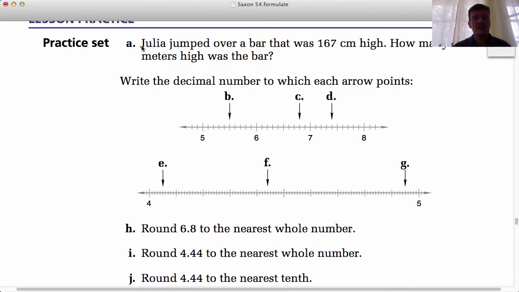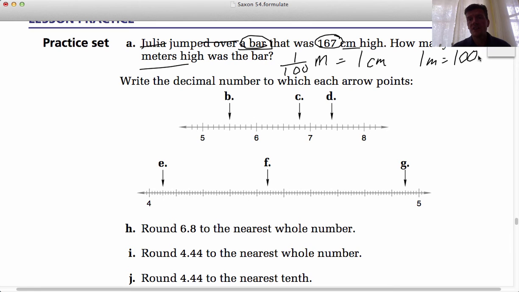Alright, let's look at this one. Julia jumped over a bar that was 167 centimeters high. How many meters high is that bar? I hope you can see now that you know that a hundredth of a meter is 1 centimeter, or 1 meter is 100 centimeters, that all you need to do here is 167 centimeters is the same as 1.67 meters.